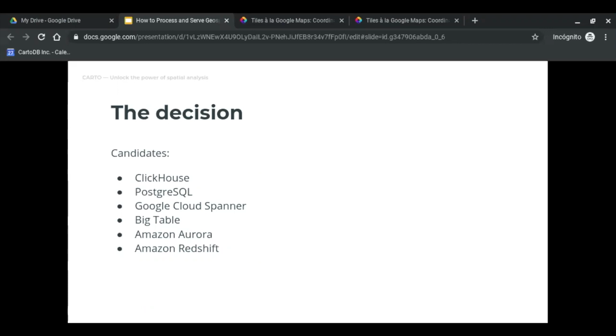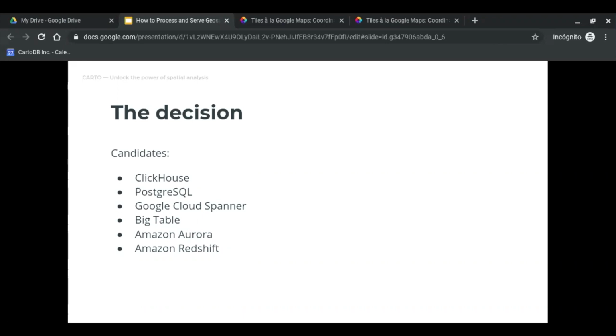Mainly because CARTO has a contract with Google Cloud, and we need to spend the money on Google. So we don't want to have to host the service on our own, and with a cloud database, self-management and stuff like that was pretty easy.